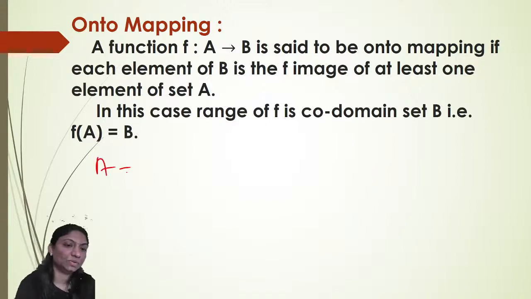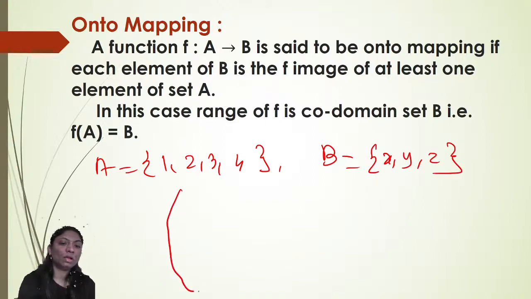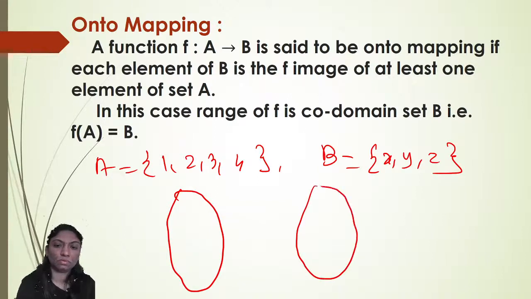Suppose A is equal to 1, 2, 3, 4. Same example we will take. B is equal to x, y, z. Okay, and here f, there is A, here is B.